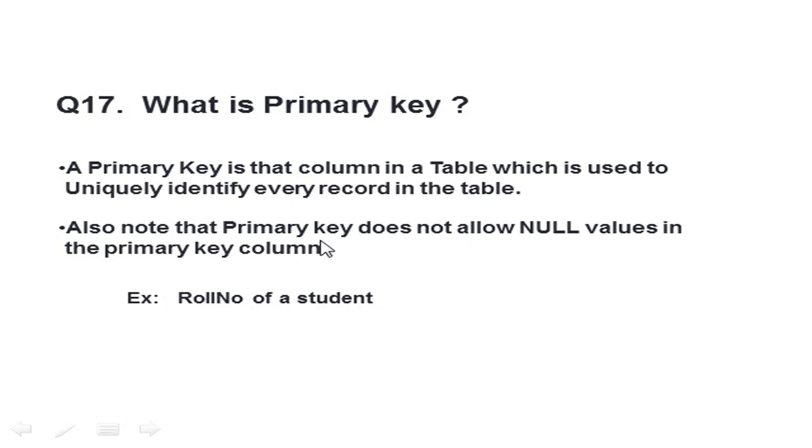And also note that a primary key column will not allow null values. So what is a null value? A null value is neither zero nor spaces. Null means empty, neither zero nor spaces.